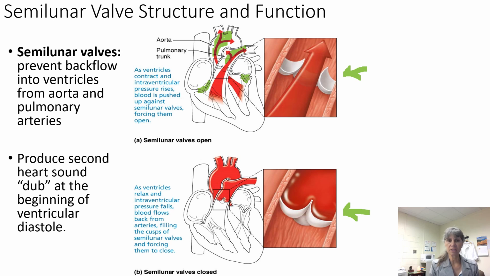And it's the closing of those valves that produces the second heart sound, or the dub, that occurs at the beginning of ventricular diastole. Now, diastole is relaxation, systole is contraction. Okay, so systole occurs with ventricular contraction, and then diastole occurs when the ventricles, after they have contracted completely, then relax, and that's ventricular diastole.